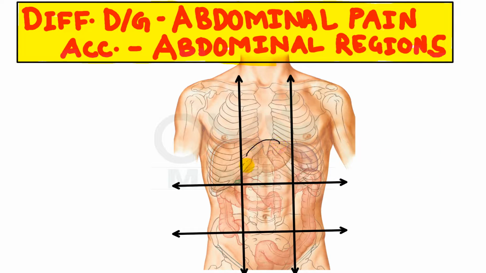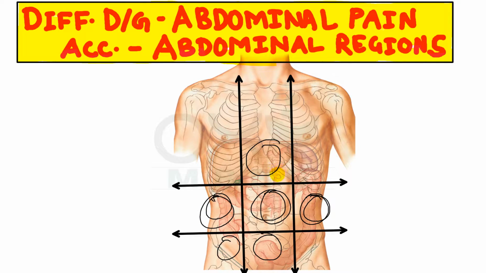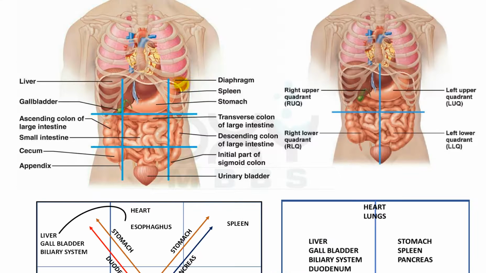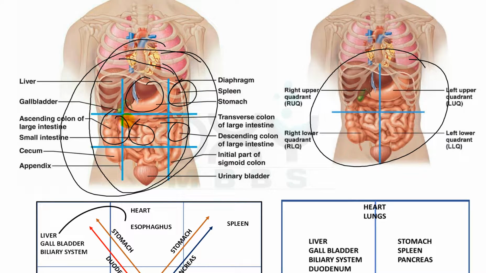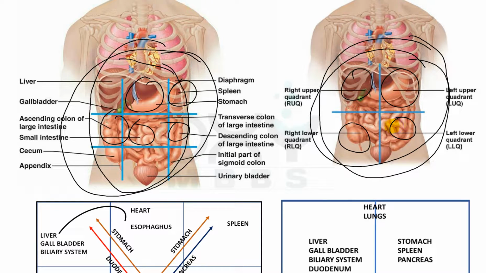So these are the 9 abdominopelvic regions. Now different body structures, as you can see in this picture, are present in different regions, and on the basis of pain in different regions we can diagnose in which organ there is pathology. So these are the 9 regions and these are the 4 quadrants. As you can see more clearly in this picture, different organs are present in different regions and different quadrants.